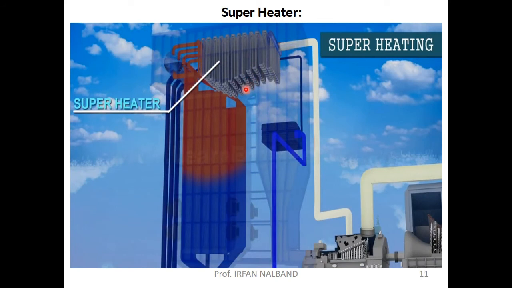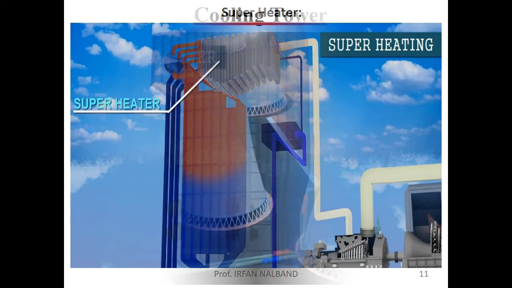Superheater. Superheaters are basically used at the top of the boiler, from where the steam comes out of the boiler. A superheater helps to heat the steam, which increases the temperature of the steam, and when the temperature of steam rises, automatically the pressure of steam increases. So that is the use of a superheater, to increase the temperature and pressure of steam.